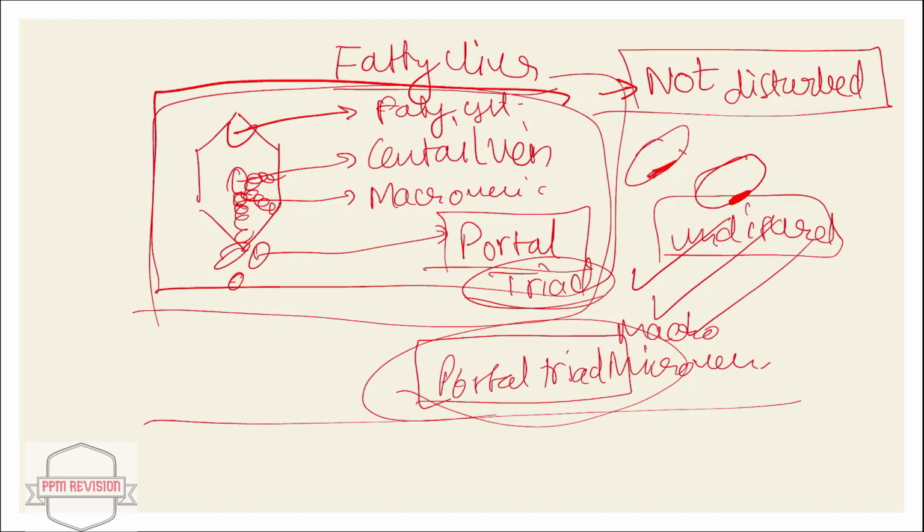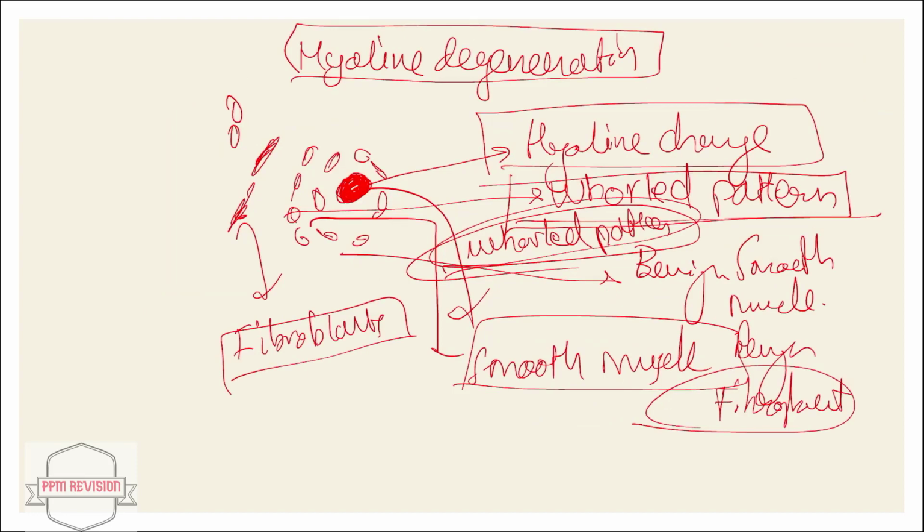Moving ahead, looking at the fatty liver, as mentioned, there's presence of the macrovesicle, microvesicle, central vein, portal triad, that is the artery, vein and the bile duct, and there's also presence of the fat cells, and as we know, the nucleus is pushed to the side.